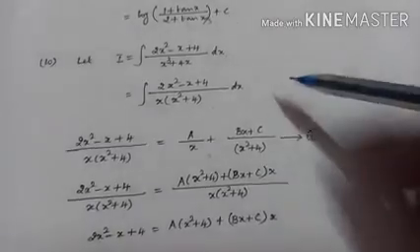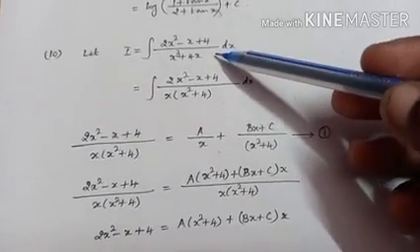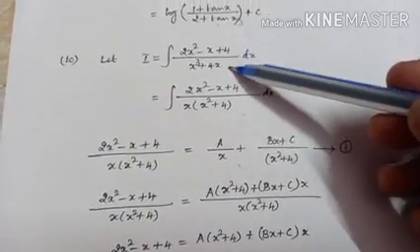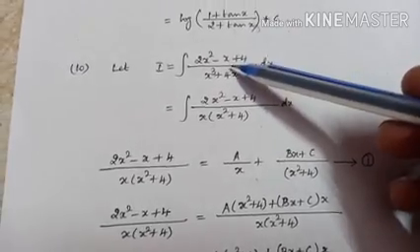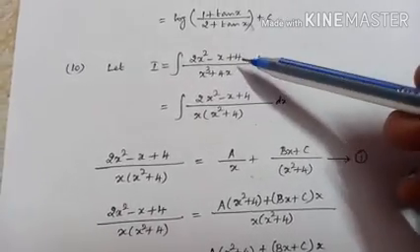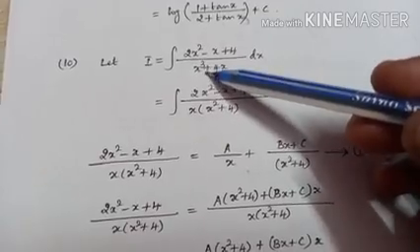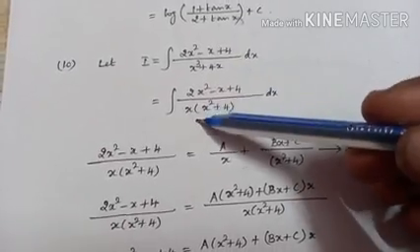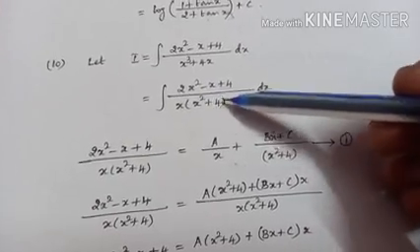Dear all, let us see a problem in the same heading, integration of rational function by partial fraction. So this is the one which is given, right? And since x is common in the denominator, take x outside: x square plus 4.